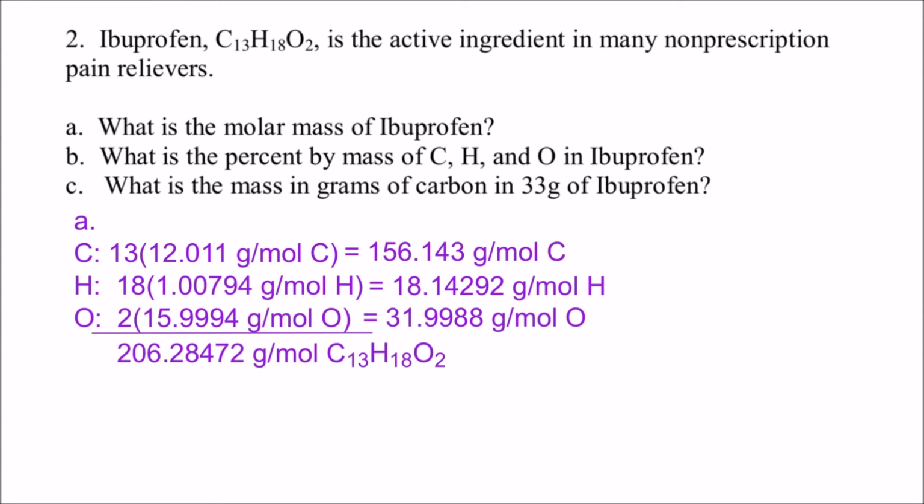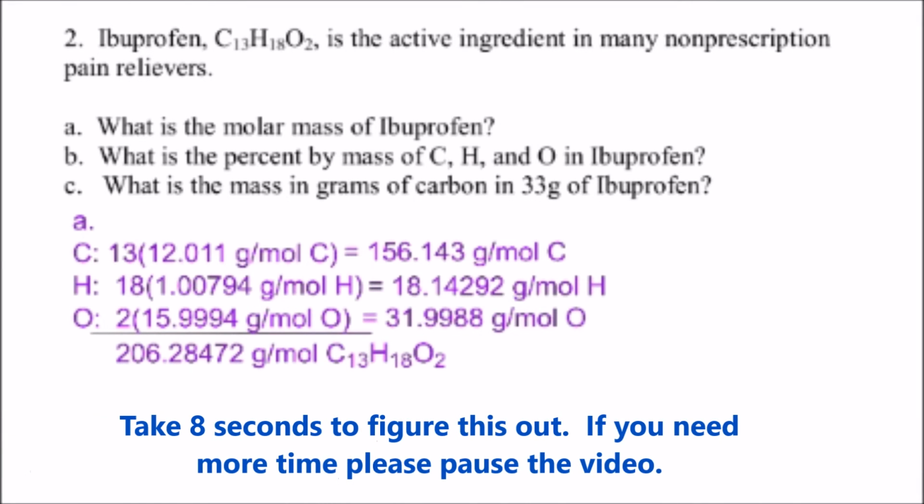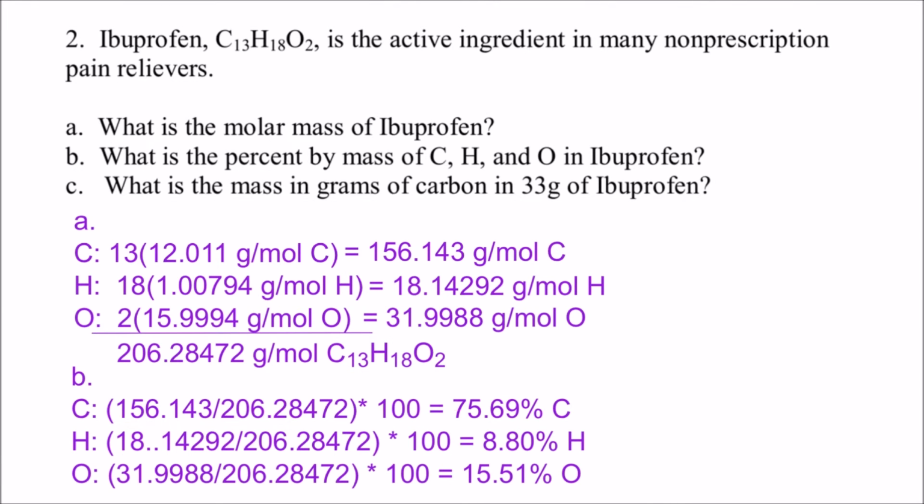Okay, so here are the individual parts. Now all we have to do is put them into our formula, part over whole times 100, to get our percent mass for each element. Okay, and so here are our percent by masses, or the percent composition, for carbon, hydrogen, and oxygen in our ibuprofen molecule.